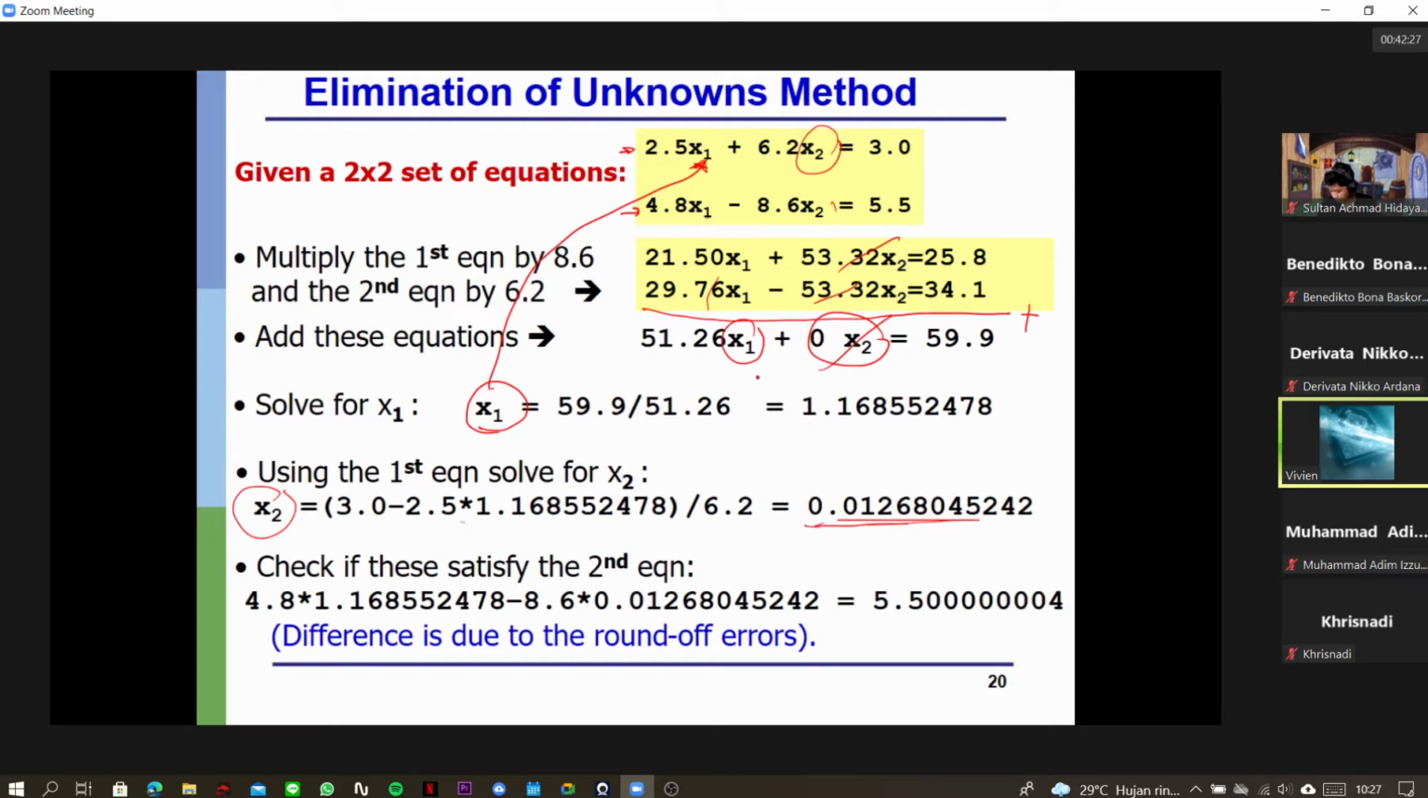Once we have the values of x1 and x2, we can do checking. We insert the values of x1 and x2 back into the second equation, and then we check whether the result is similar to the right-hand side that we have here. If we insert this into the calculation, now we have the value 5.500, and we have 4 here. This difference is due to round-off error. So this is the method of elimination, and I think you have applied this many times during calculations. Now, this becomes the basis for Gaussian elimination.